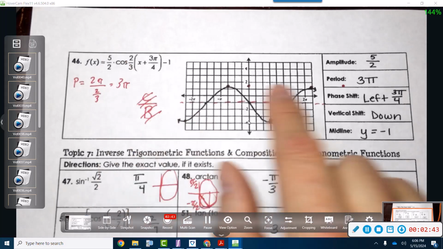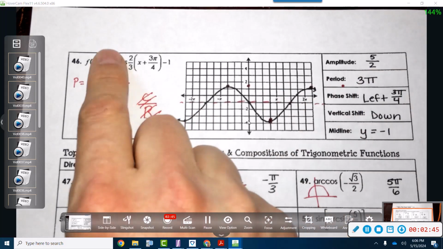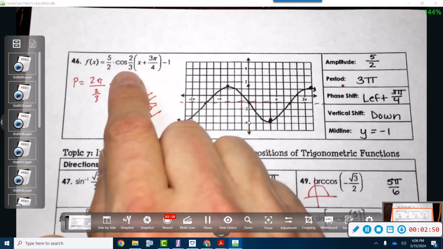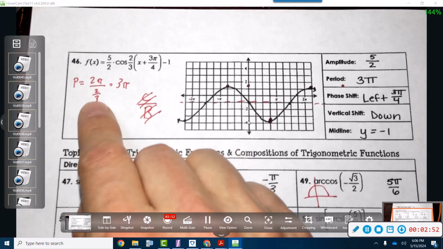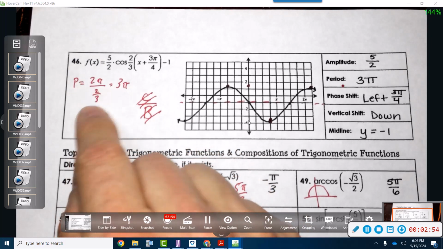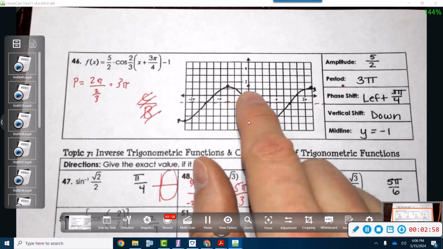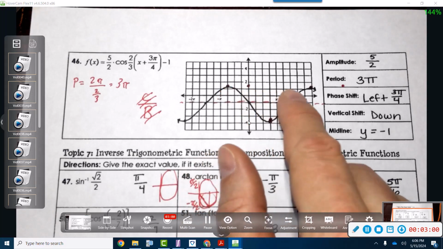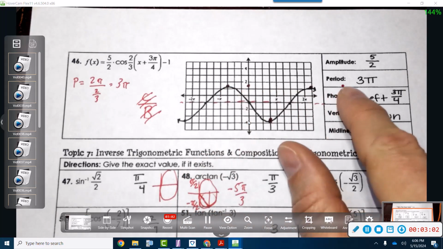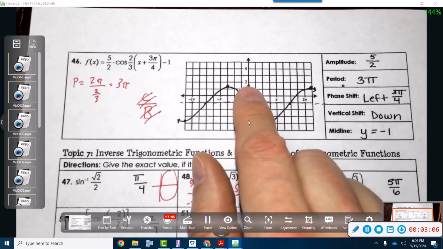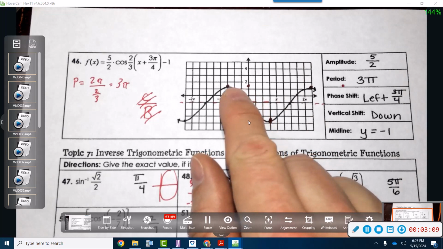Anyways, 5 over 2 is the amplitude. Now, it does have an amplitude because it's cosine. Only cosine and sine have an amplitude. So we do have 2 over 3 here. That is the b. So in order to find the period, you get 3 pi. If I start here and then do my phase shift, you'll notice that if I started at 0, I actually will go off my graph because 3 pi is like over here. So what you can do is just do the phase shift this way.